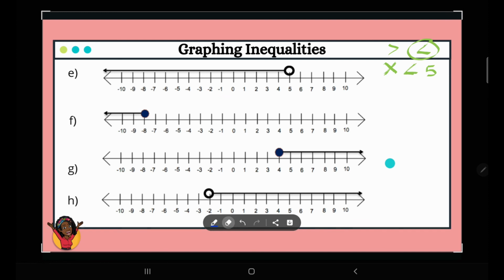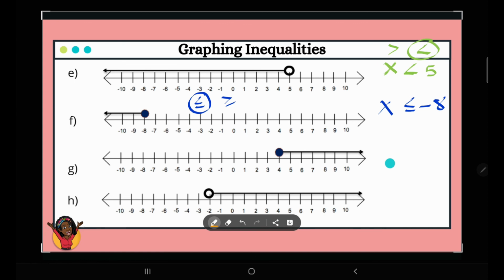Let's go ahead and take a look at our next example. So we're going to start with our variable. And then we're going to take a look at our graph to see what number the graph is starting at. So here we see our circle on -8. Now this is a shaded circle, so it's closed, and that means it's either going to be less than or equal to or greater than or equal to. We're going to take a look at the direction of our line. So our line is going towards numbers that are lower than -8. That means it's less than or equal to. So the inequality for this line is x is less than or equal to -8.